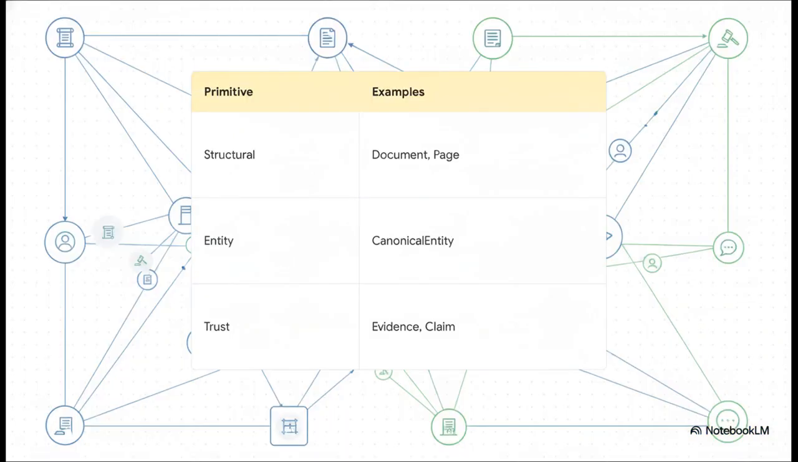Before we even attempt to read a single paragraph of body text, we have to define our exact building blocks, our graph primitives. It's a highly organized catalog broken down into structural elements like documents, entity elements like canonical names, and trust elements like evidence. This gives the entire system its structural integrity. It's kind of like laying down the steel beams for a skyscraper.